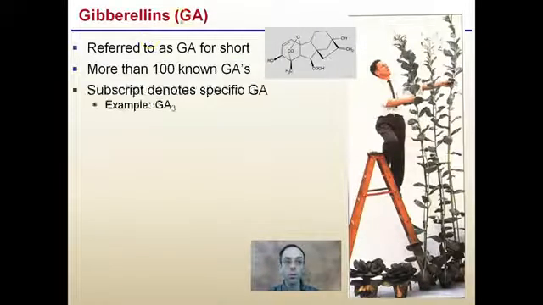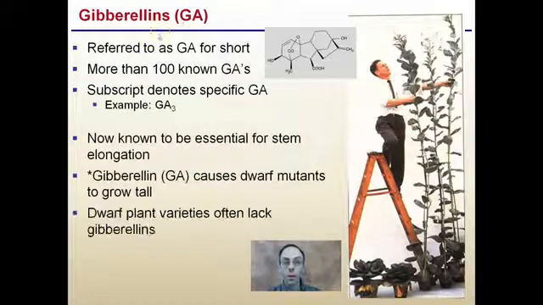So as we see here, gibberellins, or GAs, as they're abbreviated, referred to as GAs for short. There's actually more than 100 known GAs. The subscript denotes the specific GA, so this would be an example of GA3. Remember, subscript is located below. It's known to be essential for stem elongation, and gibberellin, or GA, causes dwarf mutant plants to actually grow tall.